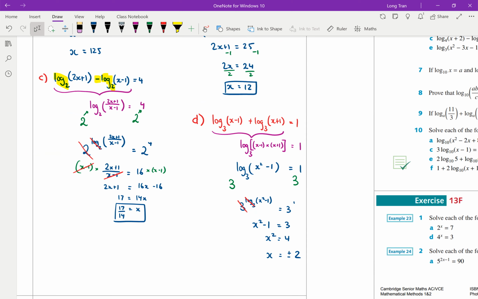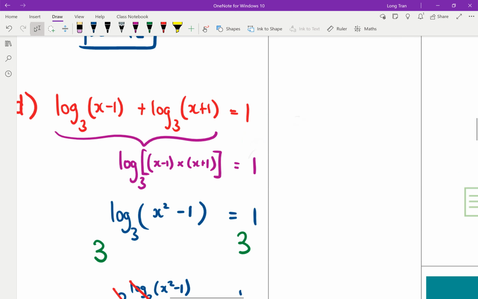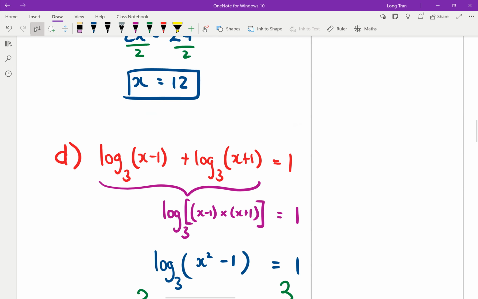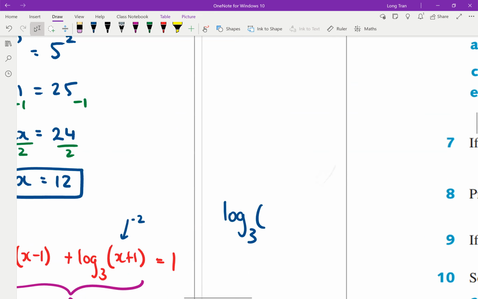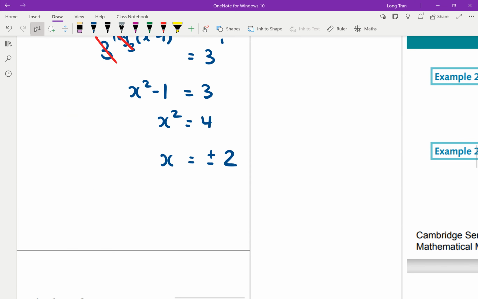I'm just double checking something here. Technically, it is meant to be plus or minus, but one property that may not have been discussed yet in class is that if you had negative 2 plus 1, that is negative 1, and you can't do log of a negative number. So therefore, x is equal to 2.